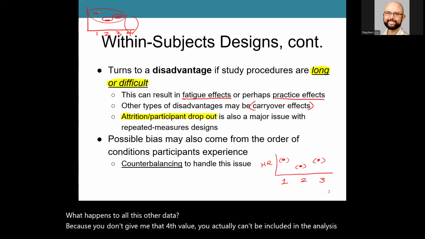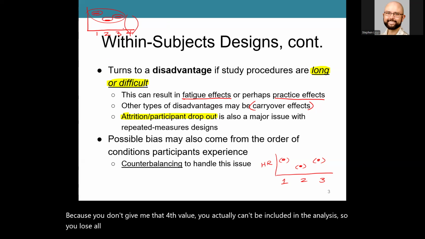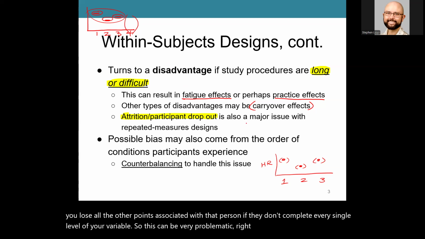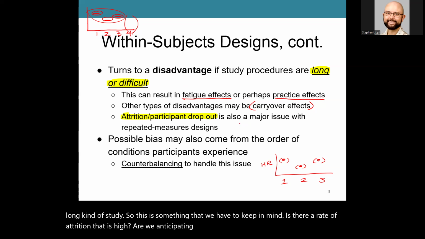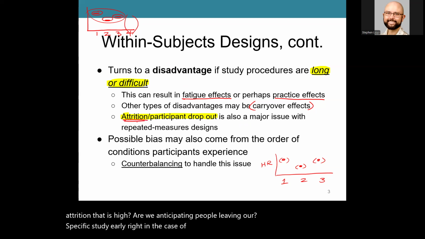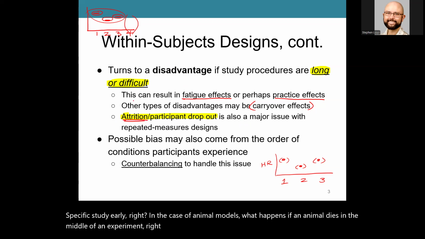So you lose all the other points associated with that person if they don't complete every single level of your variable. So this can be very problematic, especially if you're doing a very long kind of study. So this is something that we have to keep in mind. Is there a rate of attrition that is high? Are we anticipating people leaving our specific study early? In the case of animal models, what happens if an animal dies in the middle of an experiment? What happens to its data?